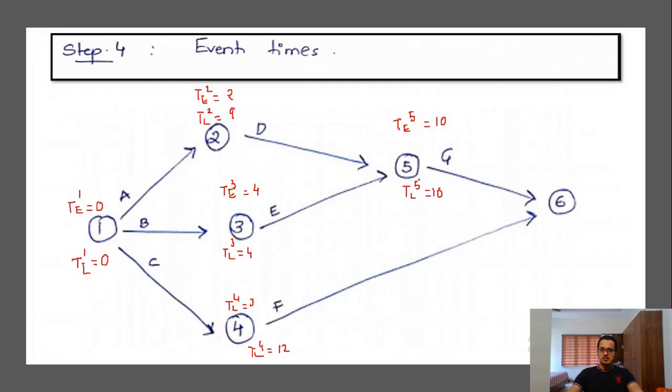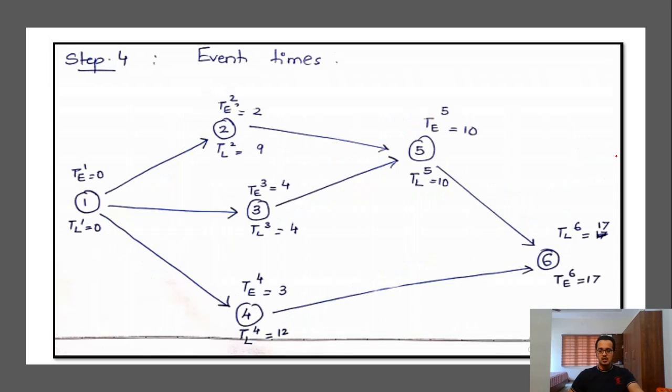And the last, sixth event will be TL6 is equal to 17 and TE6 is equal to 17. So in that manner you will get the event times. Okay, the solution is mentioned here. So all the event times are obtained. Okay, so step 4 is complete.